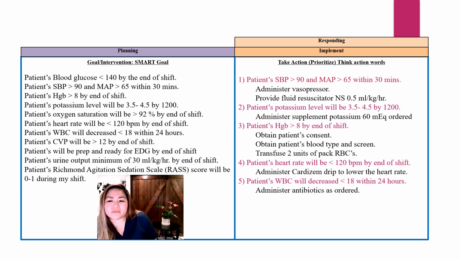How about the patient achieving a potassium of 3.5? How do we assist the patient in achieving this goal? Well, we need to administer supplemental potassium and monitor the electrolytes. The same thing goes on and on, but we want the students to think of action words: administer, obtain, transfuse, rather than the traditional textbook where they teach you to assess and to monitor, because with that alone, we cannot achieve the outcome by just observing the patient's clinical presentation.